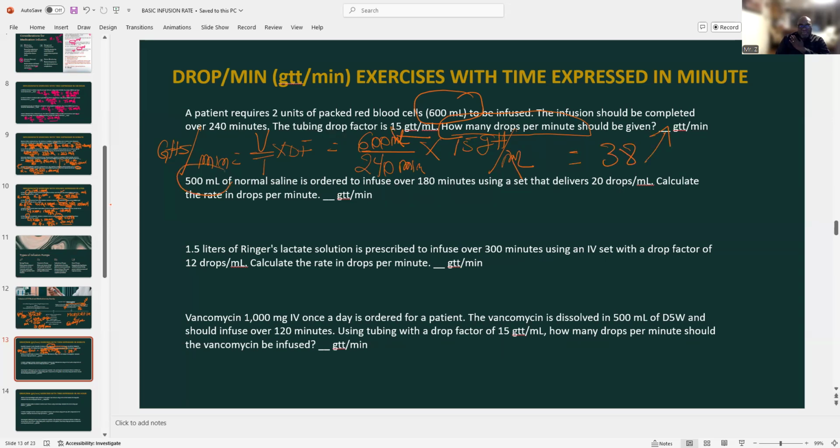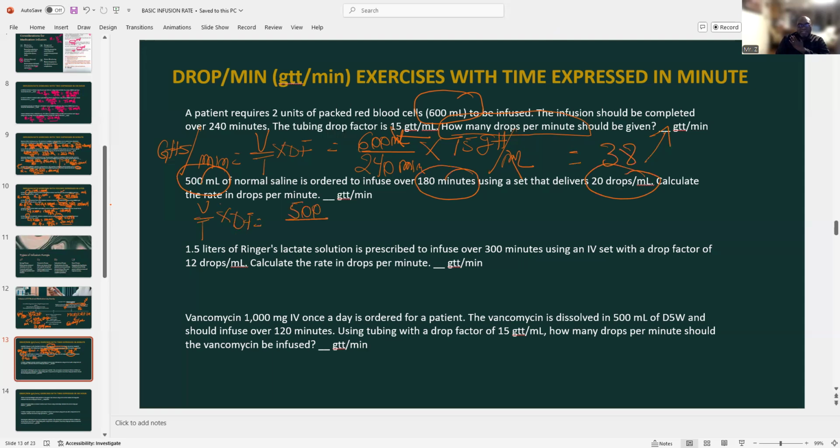Number 2, you got 500 to be infused over 180 minutes. Your drop factor is 20. So you know you will have volume over time multiplied by drop factor. So your volume is what? 500.